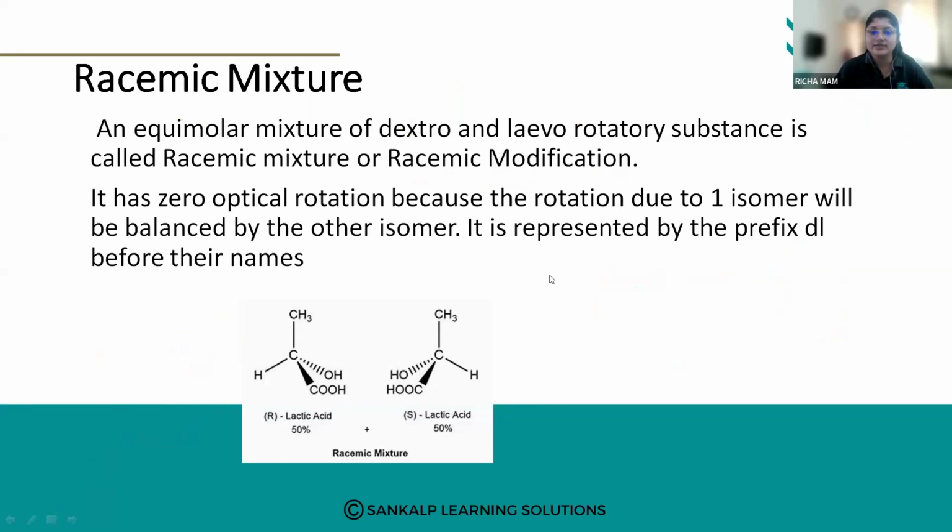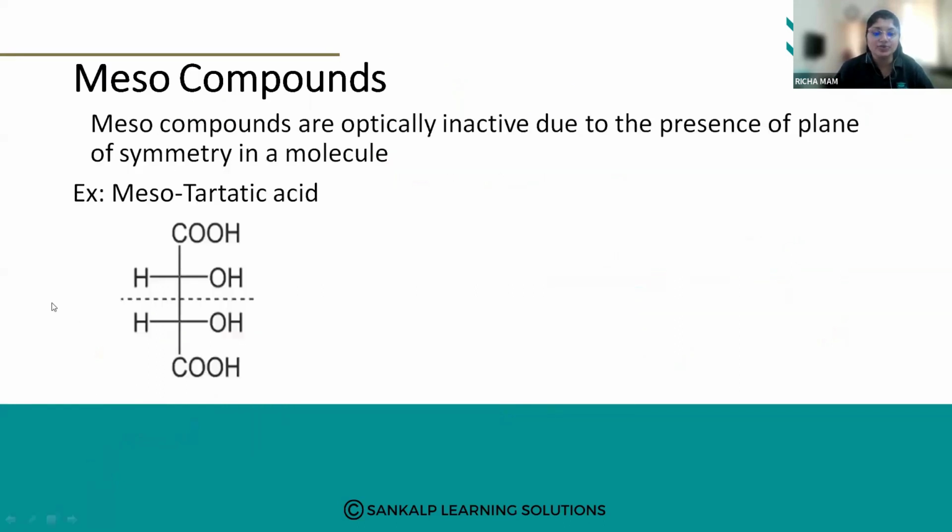Okay. Next is meso compounds. One more term, meso compounds. Now, what are these meso compounds? You can see the example. So this is meso tartaric acid. This is an example of meso tartaric acid.